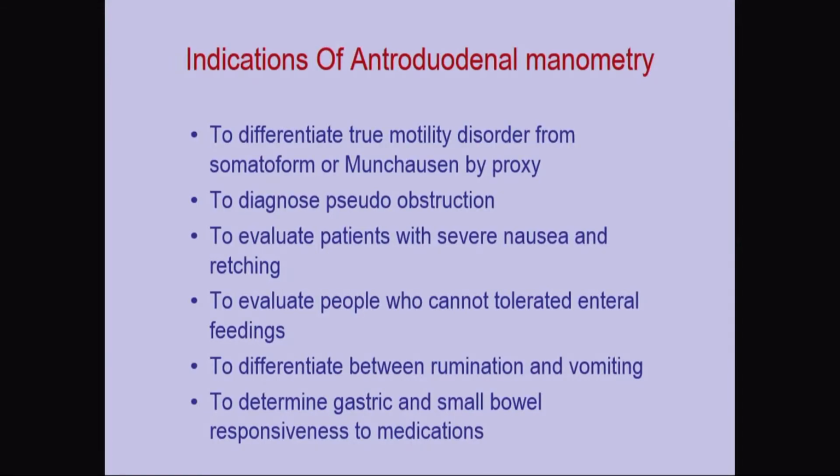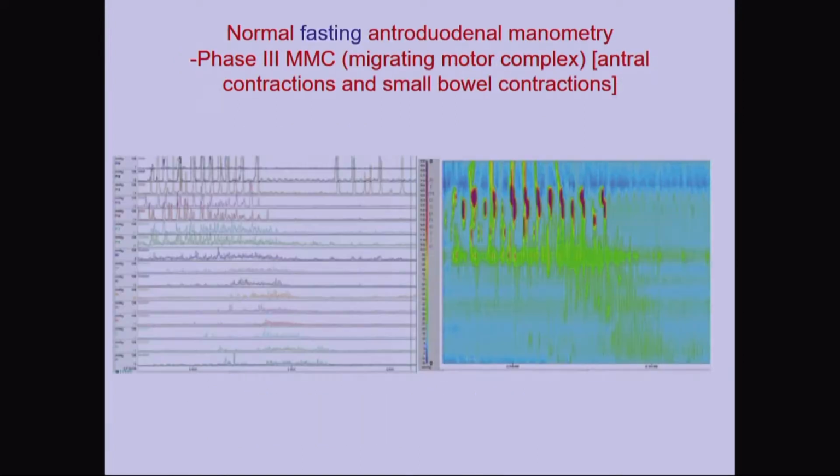What are the indications of antroduodenal manometry? If you want to differentiate a true motility disorder from a somatoform disorder, to help us evaluate and treat pseudo-obstruction. It is used to evaluate children with severe nausea, retching, those who don't tolerate enteral feeding, to differentiate between rumination and vomiting, and to assess the gastric and small bowel response to various medications.